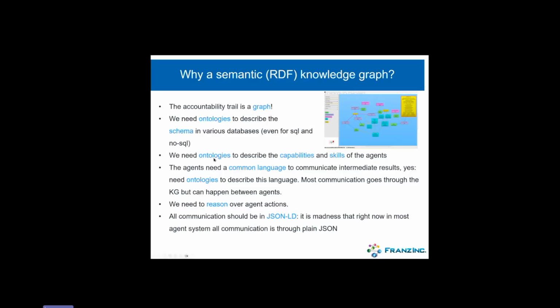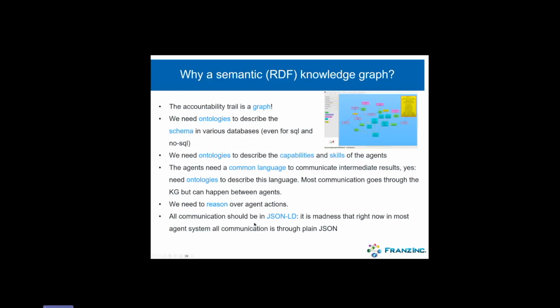We also need ontologies to describe the capabilities and skills of the agents. If you want to find what agent you're going to use, well, you better have a shared language. And in this case, again, you have ontologies to help you with that shared language. Also, if one agent wants to talk to another agent, you better have a common language that's again driven by ontologies, right? And you need to reason over agent actions. Well, how are you going to do this in a SQL database or a property graph?